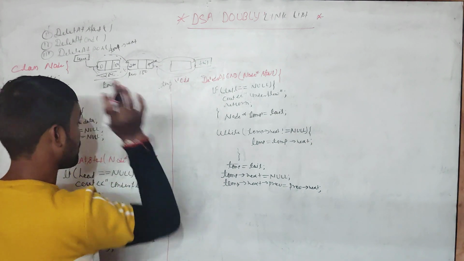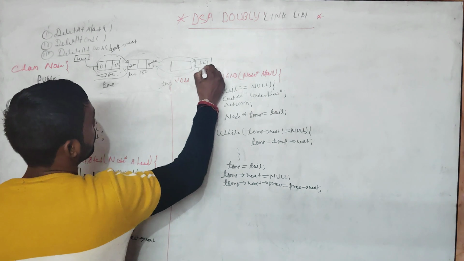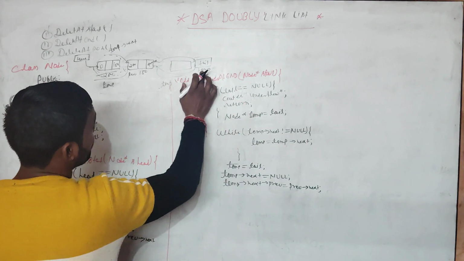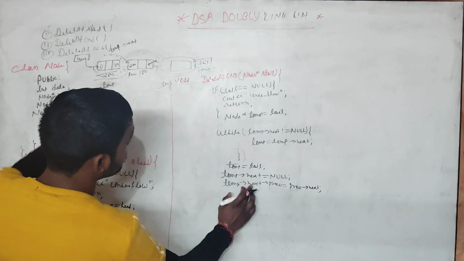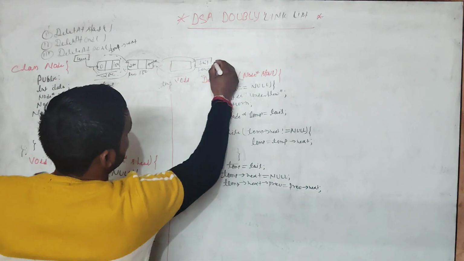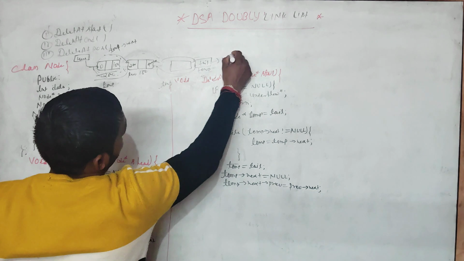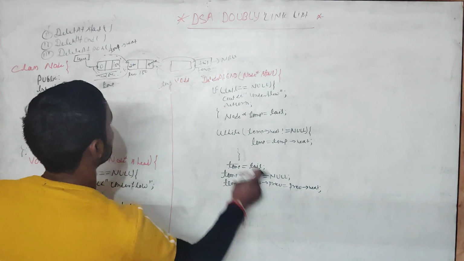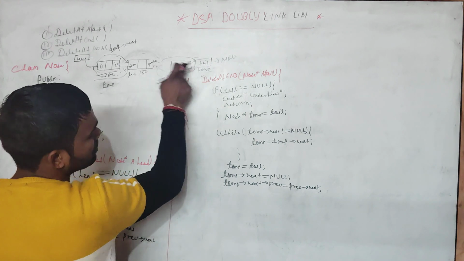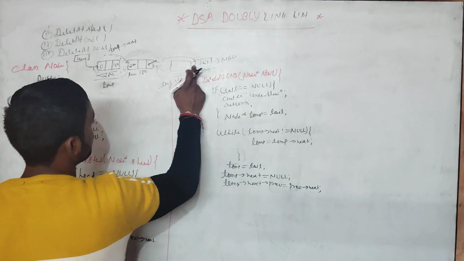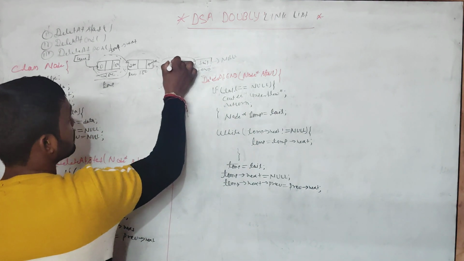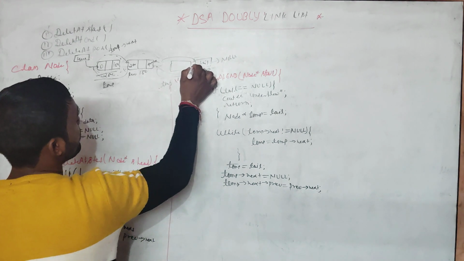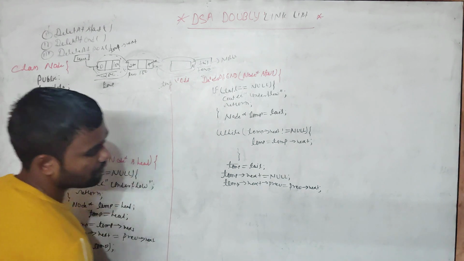Fine. Means temp will be here. Temp of next is equal to null. Means this will be null. Fine. And temp of next previous is equal to previous of next is equal to previous. This pointer is previous of next. Fine.